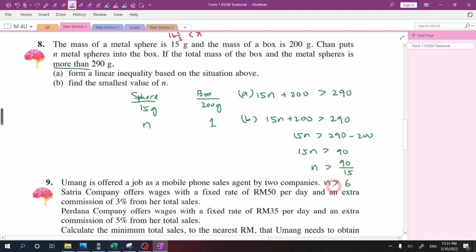But you need to be more careful. n is greater than 6, not equal to 6. Right? So the smallest value of n will be 7. The smallest value of n is 7, not 6. If this is n is greater than or equal to 6, then the smallest value will be 6. But this is greater than 6, so it cannot be 6, right? So the smallest value of n will be 7.